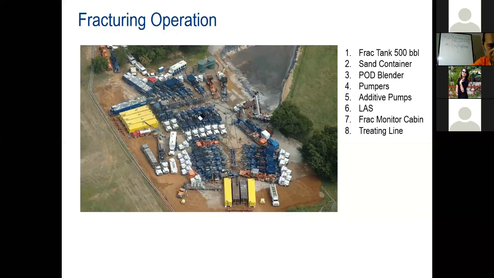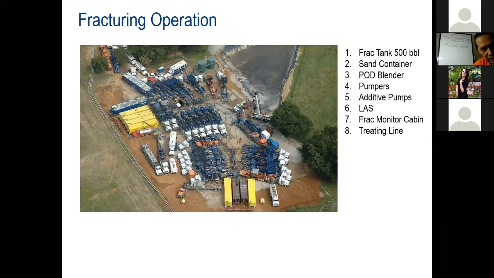So if you look at all these pumps here, this is all the pumps. The pumps will send that slurry, we call it slurry, which is a slurry of water, a gel, fracturing fluid, and the proppant to the wellhead, right? So this is water again. This is water, this is sand.